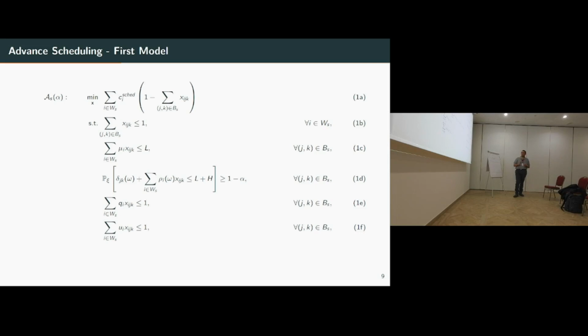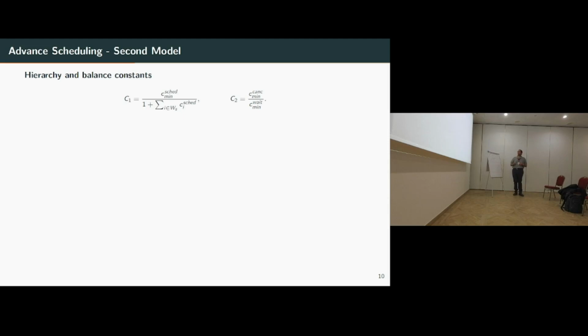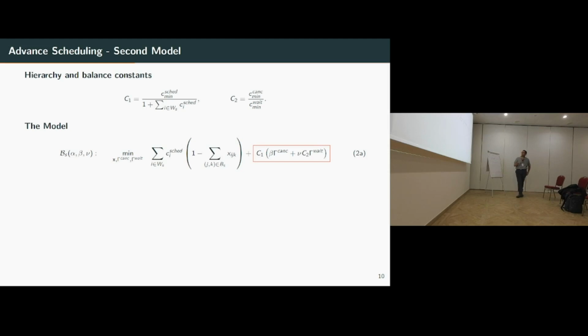This is the first model, and the second one we propose deals with the shuffling of the patients to balance the cancellation with waiting cost. We introduce a term that will be useful to make a hierarchical objective function, and a term that allows us to compare two quantities, that is, cancellation and waiting time costs. The model is this one: the first part is the same as before, then we have the hierarchical constants, beta and nu.